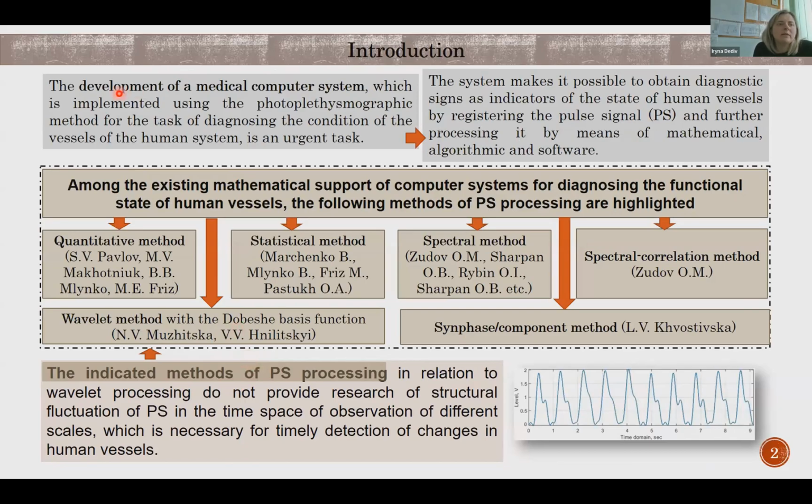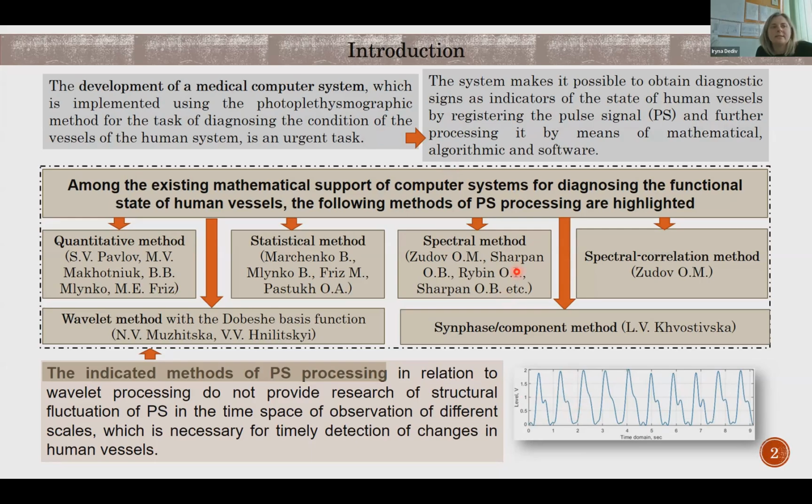The development of a medical computer system, which is implemented using the photoplethysmographic method, is aimed at the task of diagnosing the condition of the vessels of the human circulatory system. The system makes it possible to obtain diagnostic signs as indicators of the state of human vessels by registering the pulse signal and further processing it by means of mathematical, algorithmic, and software support.